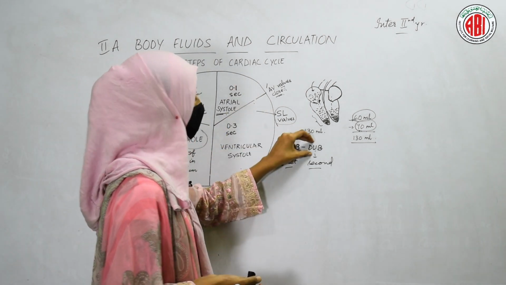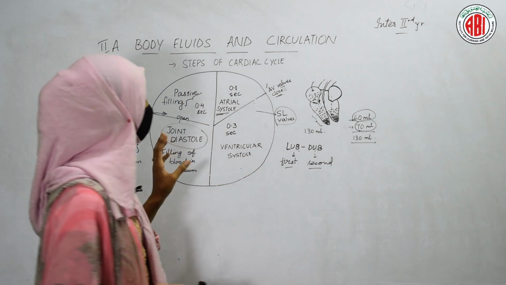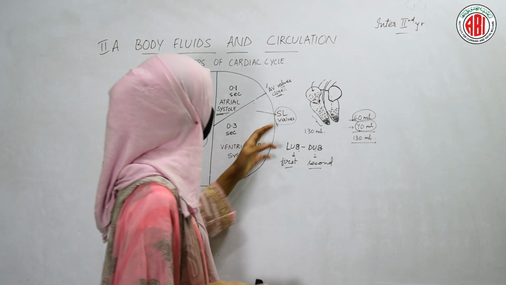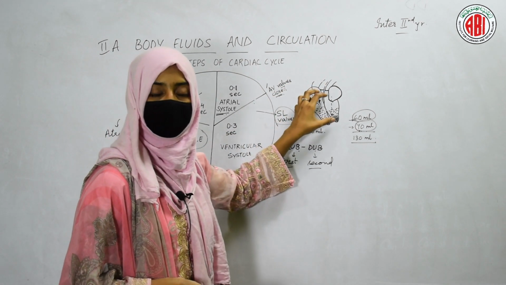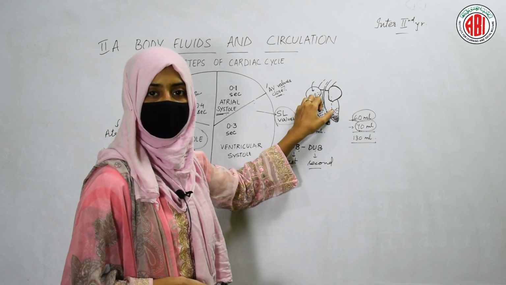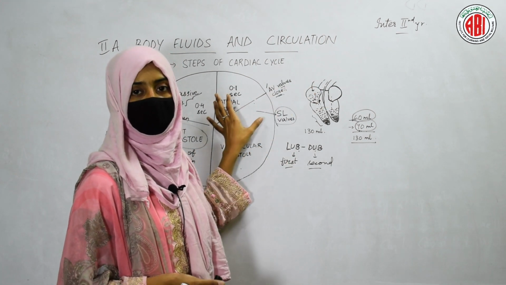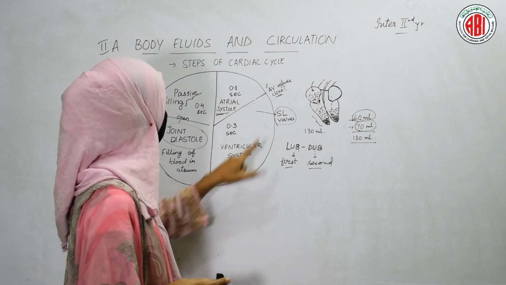And then dub, the second sound of our heartbeat, is produced on the closure of semilunar valves. And we know that semilunar valves are present in between the ventricles and arteries. As soon as the ventricle relaxes, these semilunar valves get closed. So on the closure of these semilunar valves, you can hear the sound dub. One heartbeat comprises the lub-dub sound.